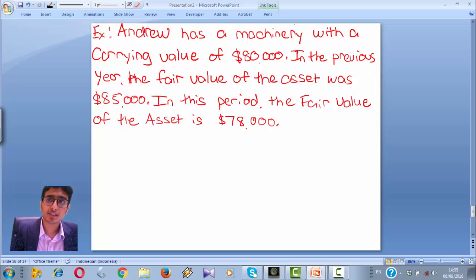Okay? Andrew has a machinery with a carrying value of $80,000. In the previous year, the fair value of the asset was $85,000. Now, in this period, the fair value of the asset is $78,000. So what happens here? It went from 80 to 85 in the previous year, which was a revaluation upwards. But now, if you think about it, the value from $85,000 has gone down to $78,000, which means this is also a revaluation downwards.